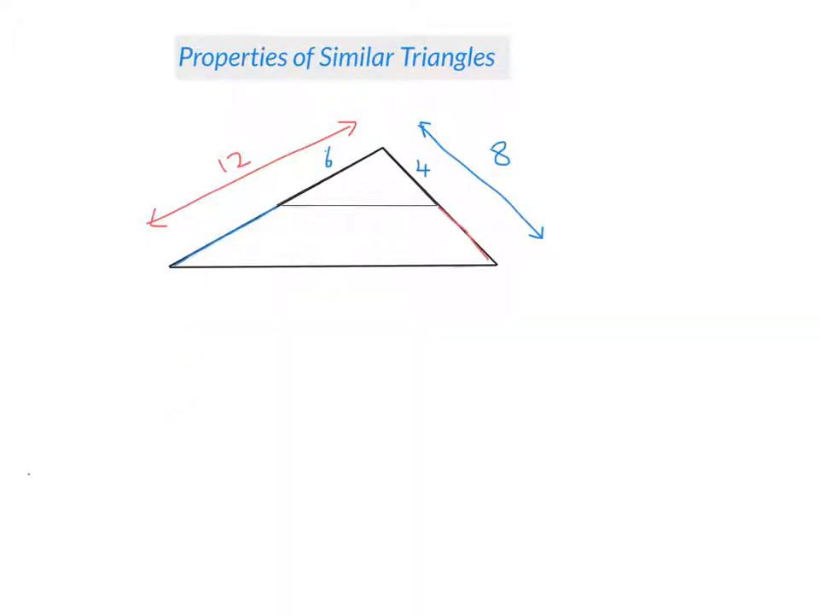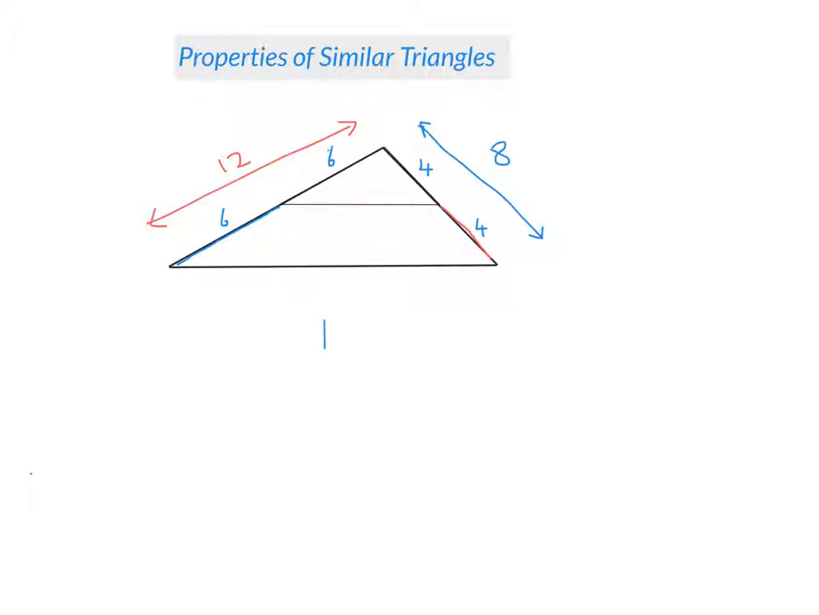We have similar triangles. Why are they similar? Well, because the angles in the triangles are all equal to each other. That's why they're similar. So we know that we've got 6, and this is also 6 here. And we've got 4, and this one is 4 here. So we've got similar triangles.